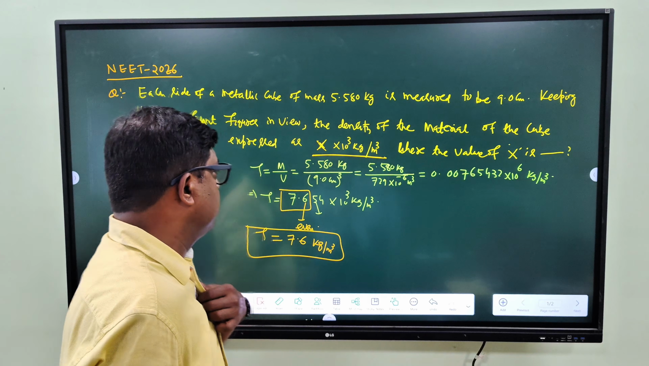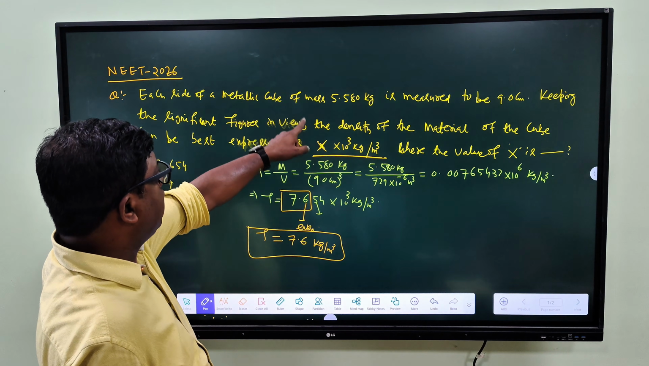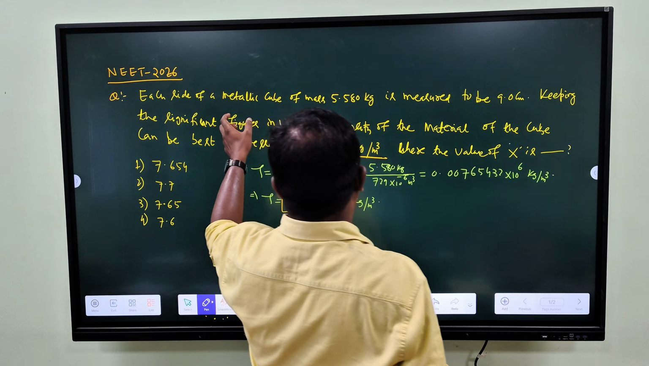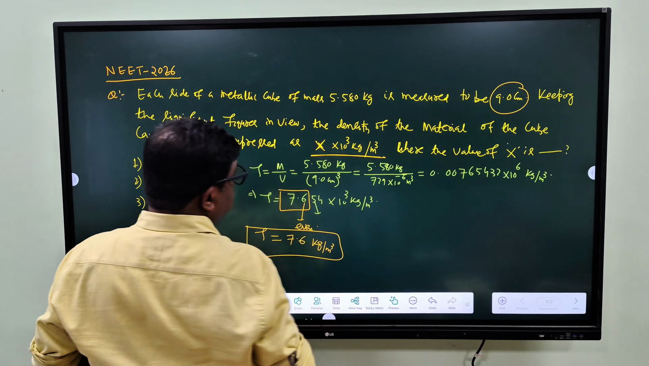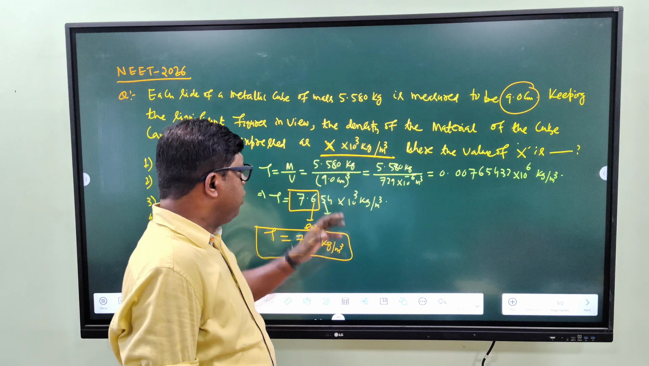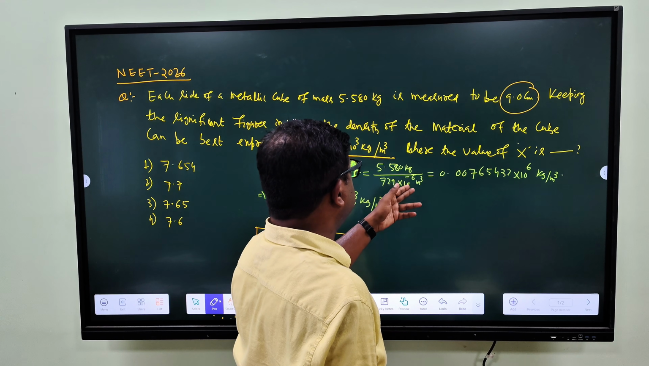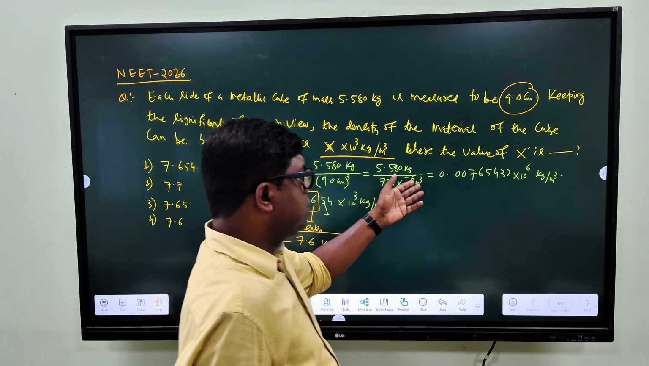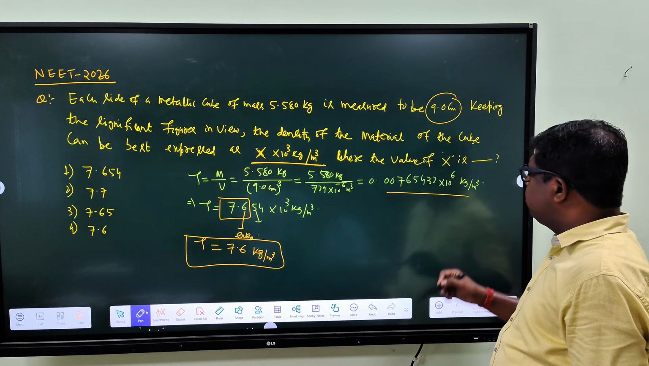x का value क्या है? So rho is equal to mass by volume. So mass is 5.580 kg divided by volume, since the length of the cube is 9.0 centimeter. So this is 9.0 centimeter cube. You just find out its value. So that is 5.580 divided by 729 into 10 to the minus 6 meter cube. This is 0.0076543, approximately 7.6543 into 10 to the power 3 kg per meter cube.